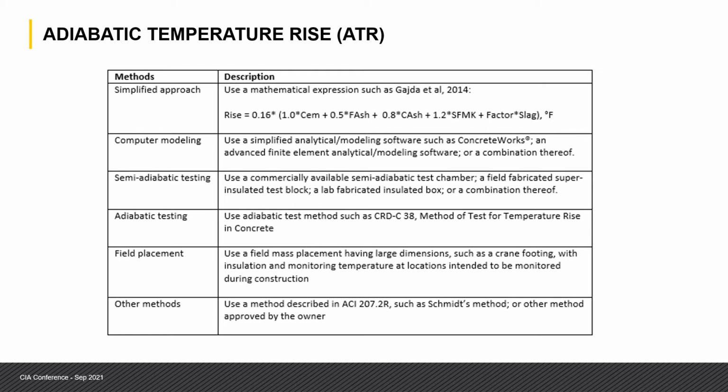Then there are field placements. In some cases, you have something like a crane footing that you can instrument and monitor, and then protect the surfaces from losing a lot of heat so you can quantify the heat. You then use the values you got in the field with computer modeling to determine the full adiabatic temperature rise that way. Other methods that exist are more hand calculations provided by ACI, like the Smith method that is available in ACI 207.2R. But those have been found to not be as exact or as good predictors of the behavior of concrete. So in the next slide, I'm going to show an example of semi-adiabatic testing and how you use it to determine the concrete properties.